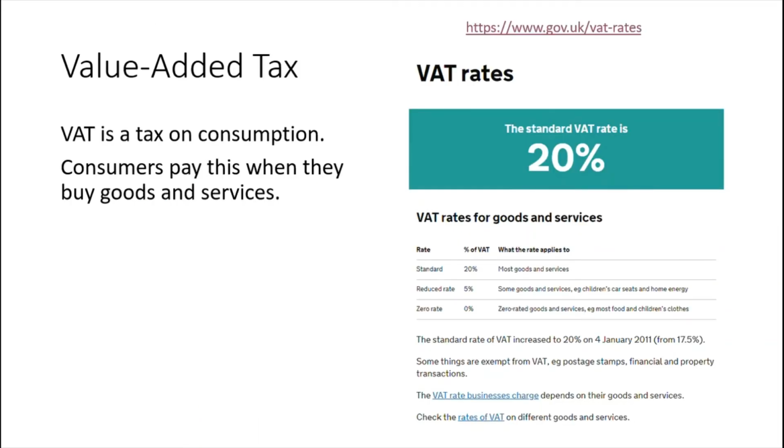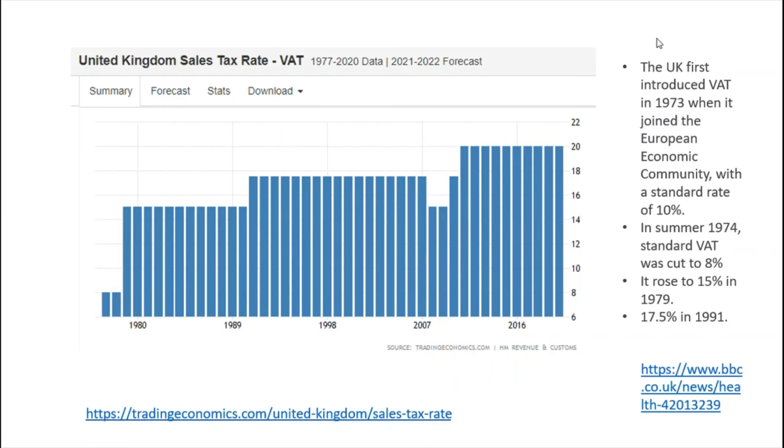Value-added tax, or VAT, is a tax on consumption. Consumers pay this when they buy goods or services. In the UK, the standard rate of VAT is currently 20%. This is a brief history of VAT rates. You can see that the VAT was introduced in 1973 when the UK joined the European Economic Community with a standard rate of 10%. In 1974, the standard VAT was cut to 8%.